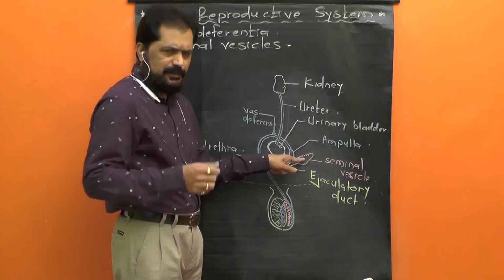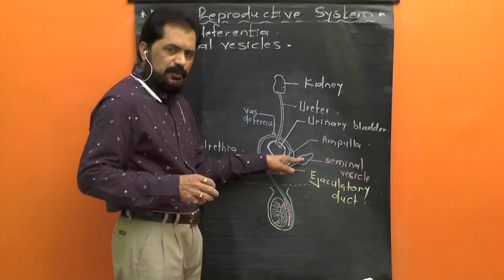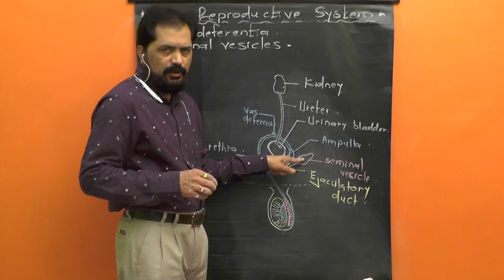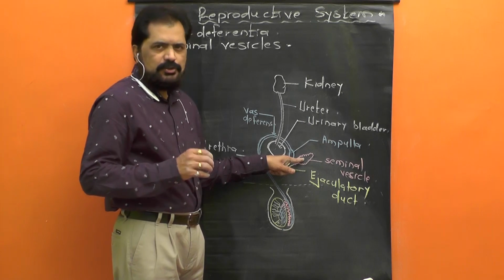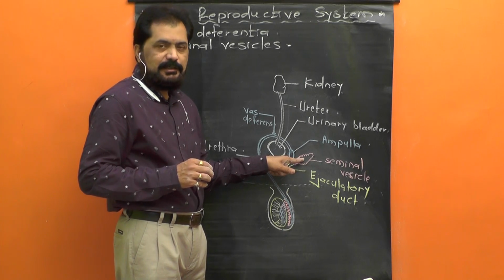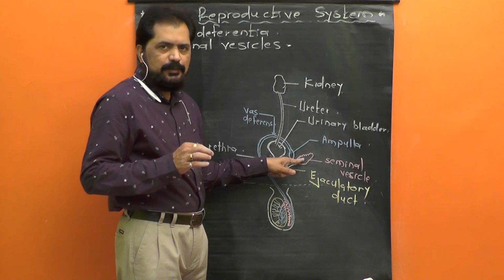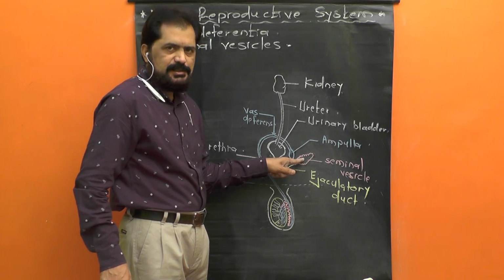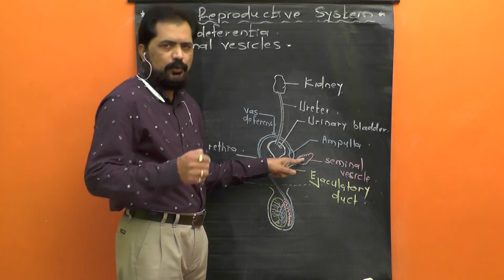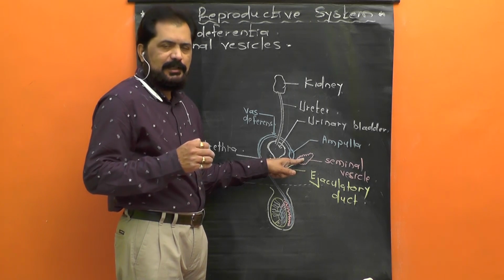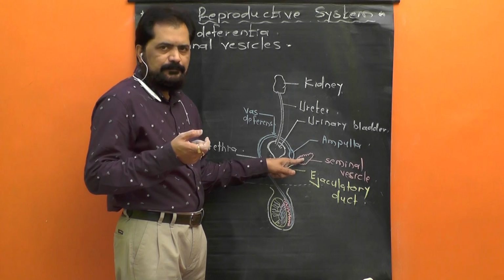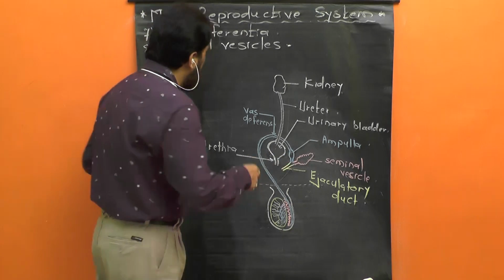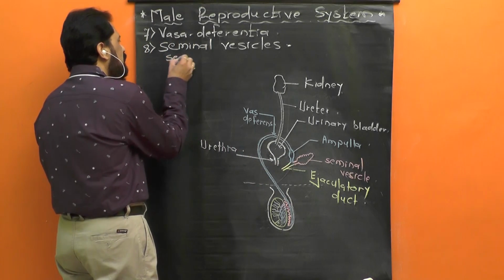These are glandular structures and they are responsible for the secretion of yellowish, slightly alkaline and viscous material. These seminal vesicles secrete yellowish, slightly alkaline and thick or viscous material known as seminal fluid.